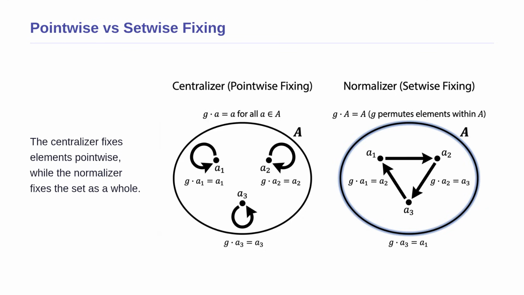This diagram perfectly illustrates the difference we just calculated. On the left, the centralizer performs point-wise fixing. Notice how every single point inside set A maps directly back to itself. On the right, the normalizer performs set-wise fixing. The points inside set A are permuted and shuffled around, mapping to different points, but the outer boundary of set A remains completely invariant. The set as a whole is trapped.